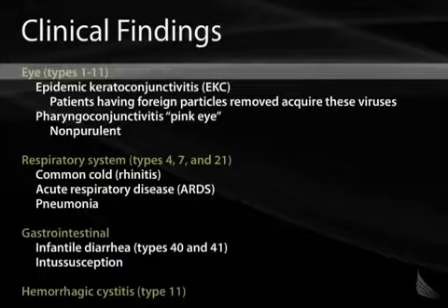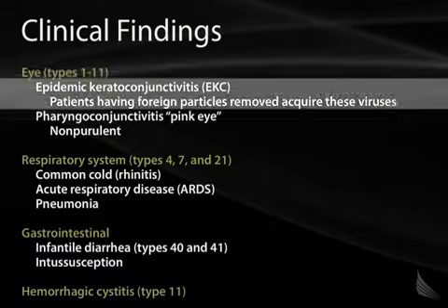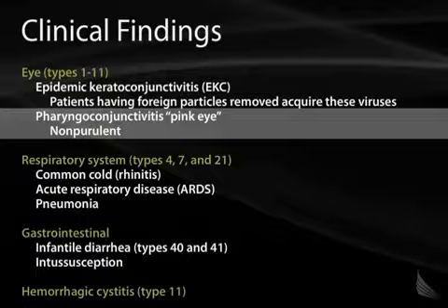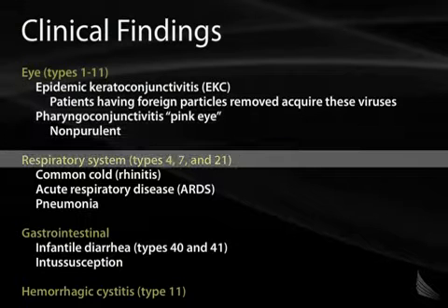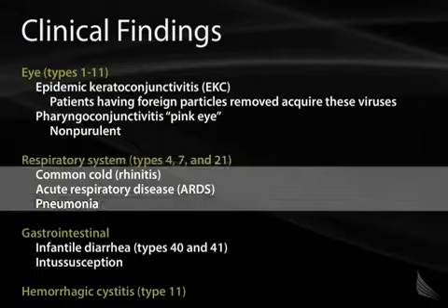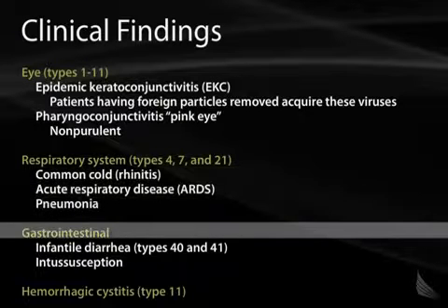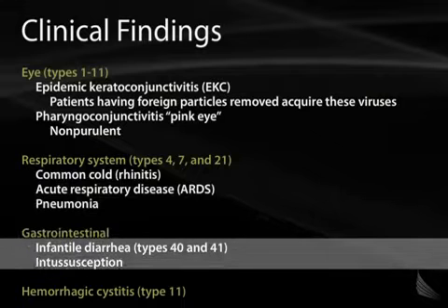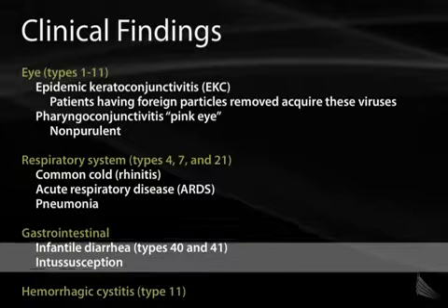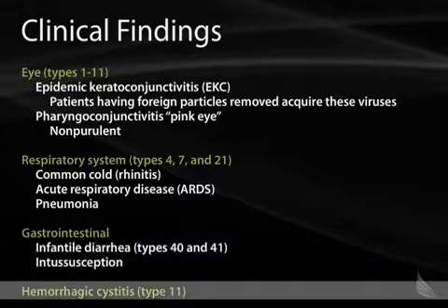Clinical findings depend on the tissue being involved. The eye can be involved in epidemic keratoconjunctivitis. This can happen when patients are having foreign particles removed from their eyes, and they get these viruses and then get an infection from there. You can also get a pharyngoconjunctivitis or pink eye, which is non-purulent. In the respiratory system, you get types 4, 7, and 21, which can cause the common cold, acute respiratory disease, or pneumonia. The GI tract can be infected with infantile diarrhea, types 40 and 41, and intussusception, or hemorrhagic cystitis in the urinary tract system with type 11.